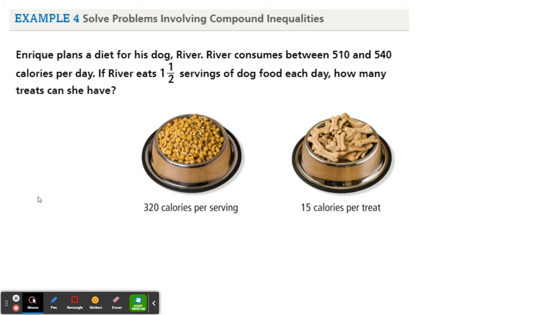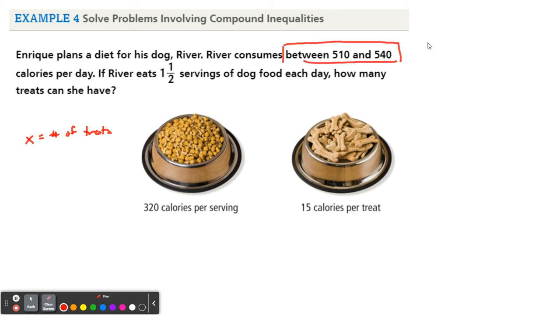So here's the idea. We want to figure out how many treats she can have. So that's our x. X equals the number of treats. Because of the between 510 and 540, this is going to be an and compound inequality. So what it's going to look like is this. The 510 will be here. So this is the low number of calories. The 540 will be here. That's the upper number of calories, 540.